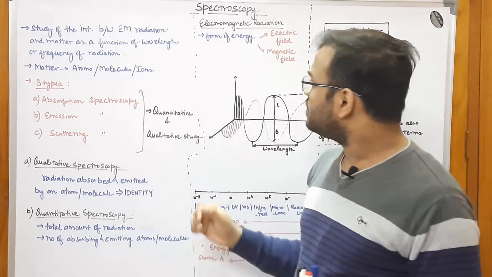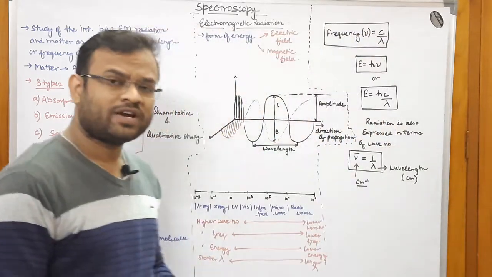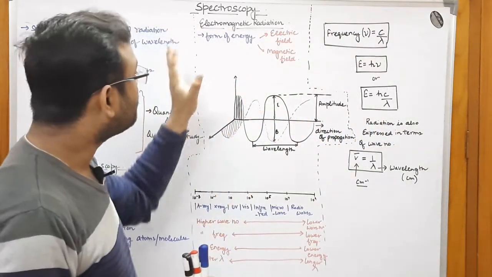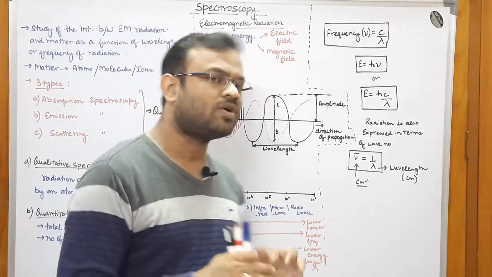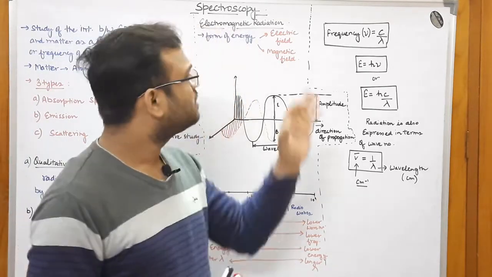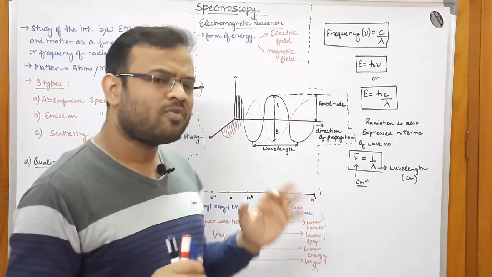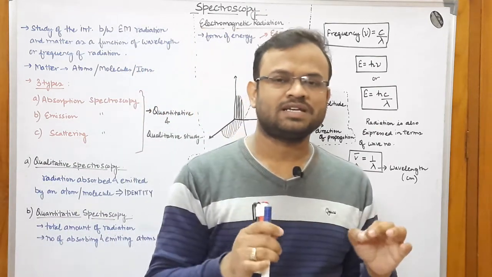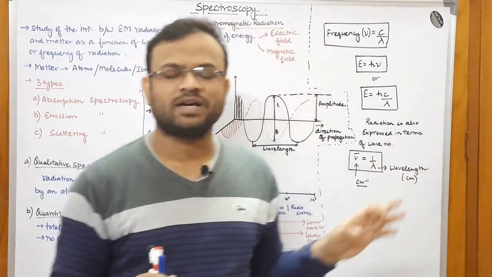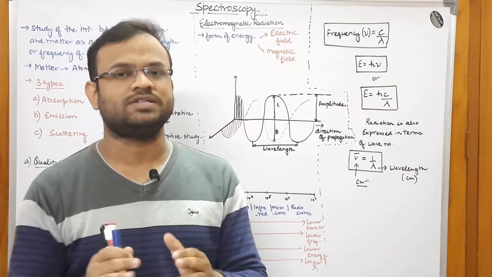Okay, so now let us move our attention towards electromagnetic radiation. What is electromagnetic radiation? It is a form of energy. Most simplistically, we can understand electromagnetic radiation as a form of energy.